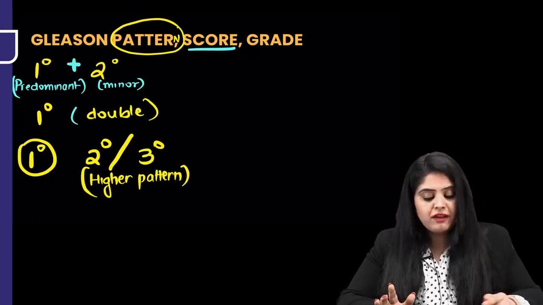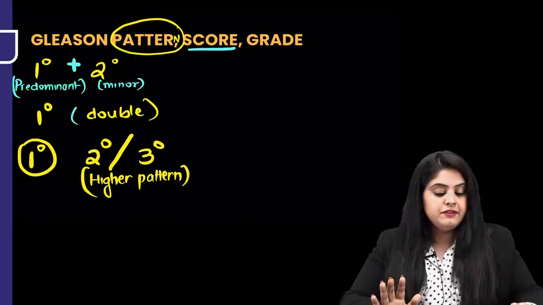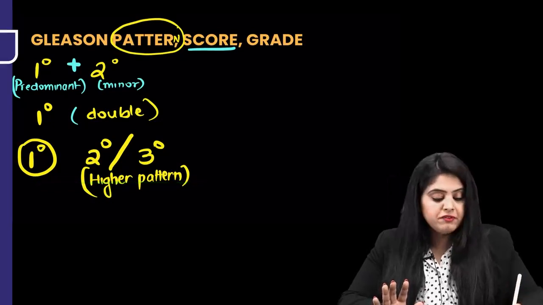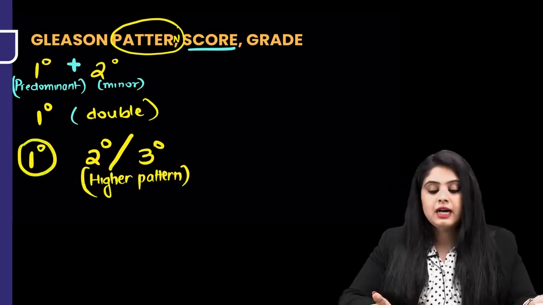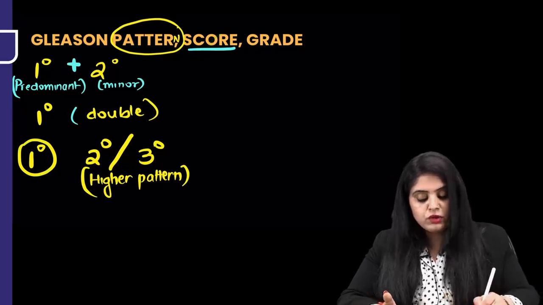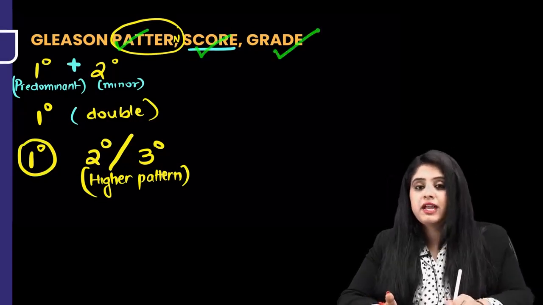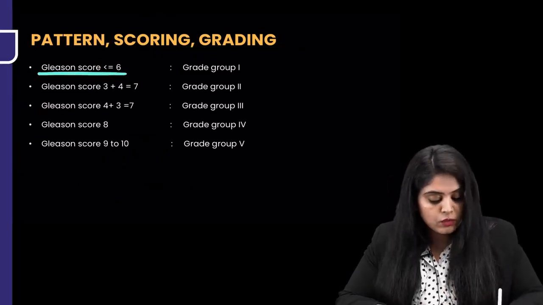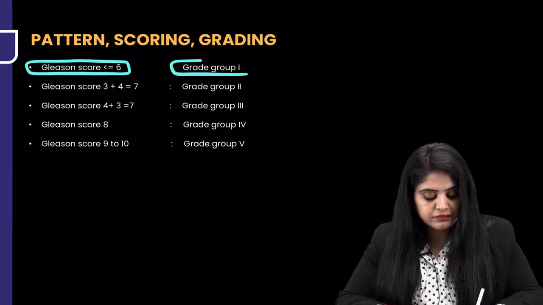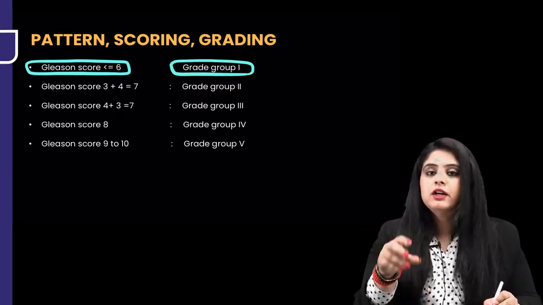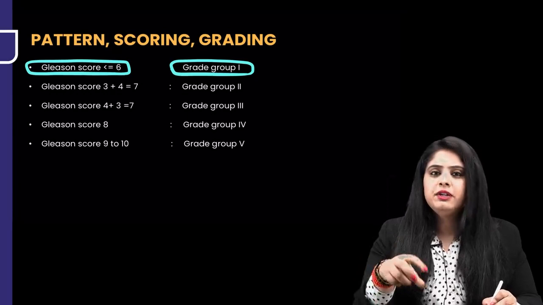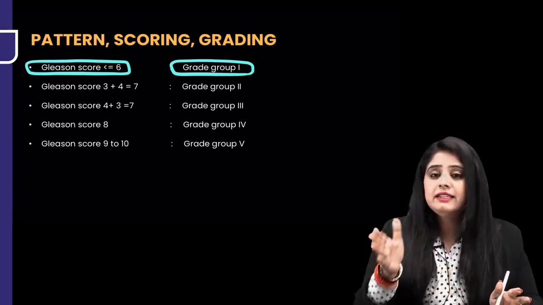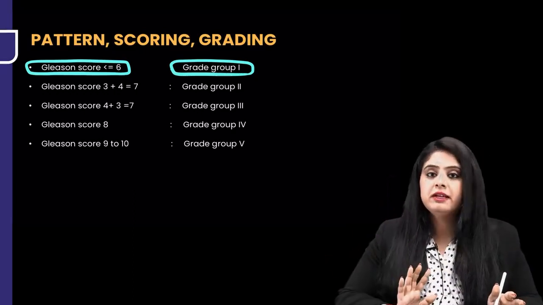It's very simple. If you have 2 patterns given, add them up. If you have 1 pattern given, double it up. If you have 3 patterns given, pick up the first one, and out of the 2, pick up the higher one, and you get your score. But once you've got your score, pattern done, scoring done, what is the end result? You have to find out the grade. Any score up till or equal to 6 makes it grade 1. However you got the 6, whether 2 plus 3 came to 5, or 3 plus 3 came to 6, or 4 plus 2, howsoever you got anything up till 6 means that is grade 1.